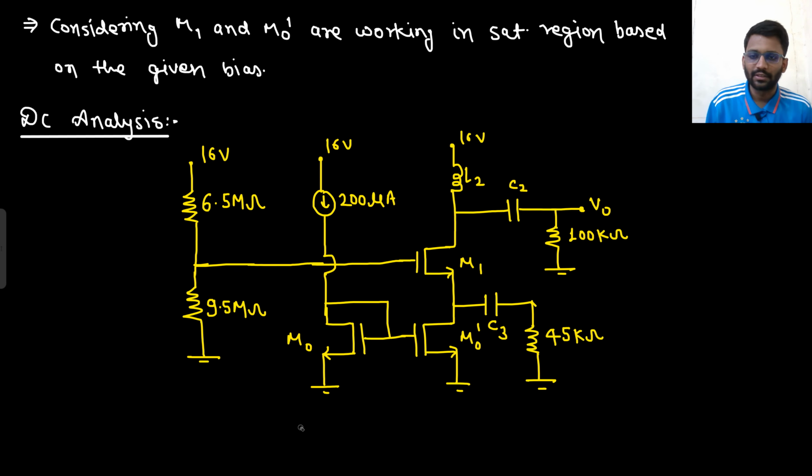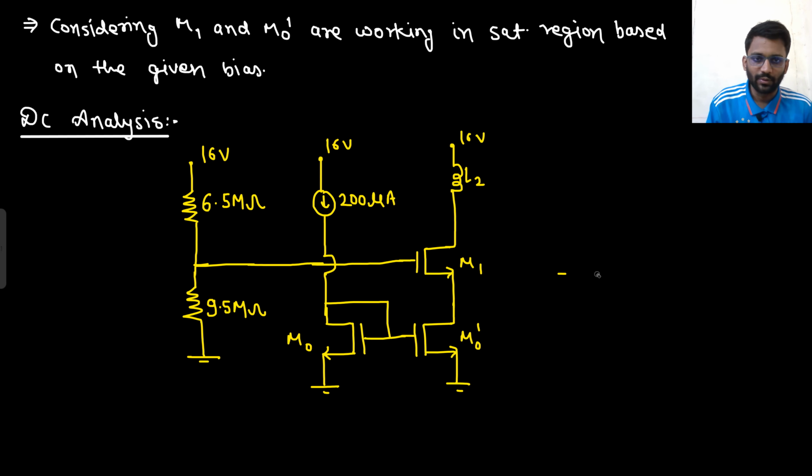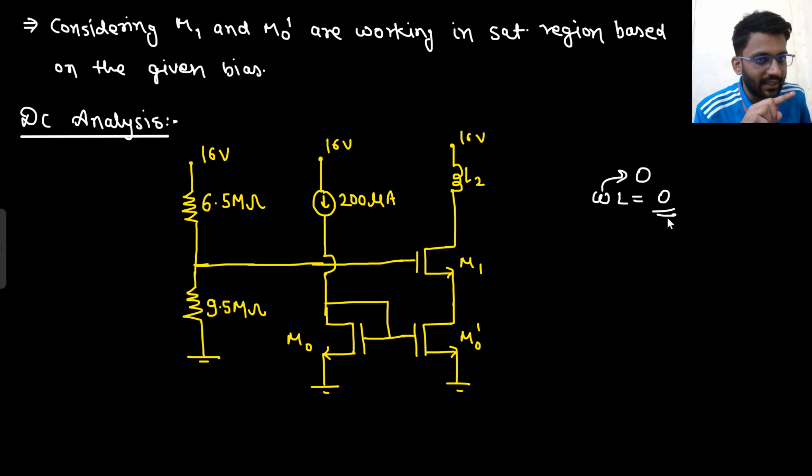So this capacitor will be gone, this will also be gone, this will also be gone, and since this is the inductor, what will happen to the inductor in DC analysis? What is the impedance provided by the inductor? Omega L. DC means omega is equal to 0, so the inductor will be shorted. In DC analysis, capacitors are open circuited and inductors are shorted.